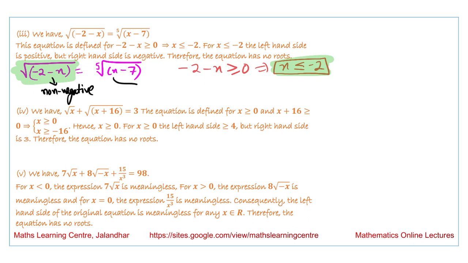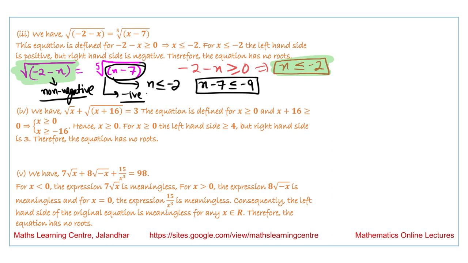But if we substitute x ≤ −2 on the right hand side, we get x − 7 ≤ −9. It means the value of this term will be negative. A non-negative number cannot be equal to a negative number. So there cannot be any value of x for which this equation has a solution. So this system has no solution.